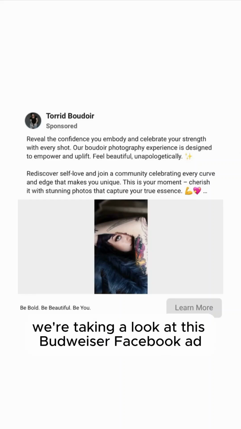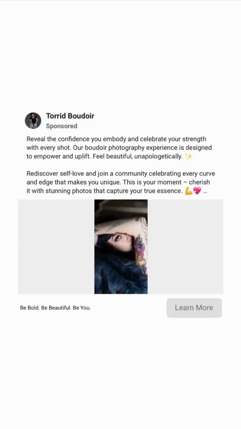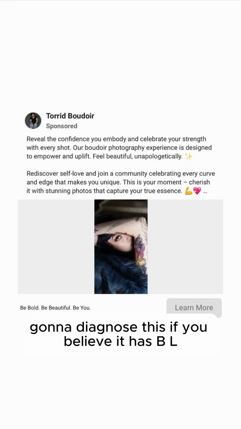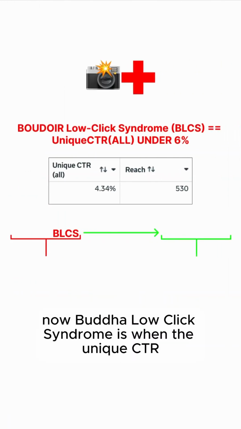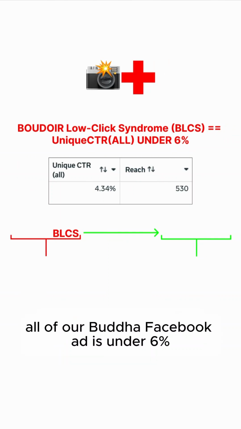All right, y'all, we're taking a look at this Boudoir Facebook ad. Going to diagnose this if we believe it has BLCS, aka Boudoir low click syndrome. Now, Boudoir low click syndrome is when the unique CTR all of our Boudoir Facebook ad is under 6%.